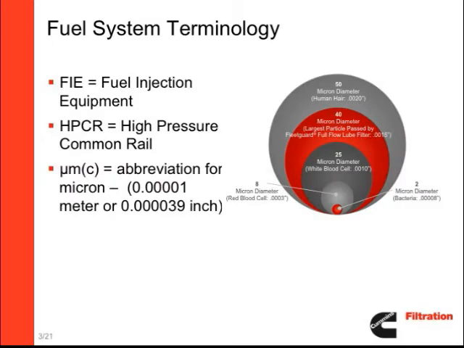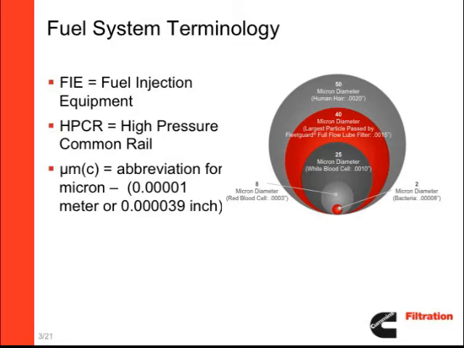We'll go into more detail on some of these terms later, but let's start with a basic understanding. When discussing fuel injection systems, FIE represents the fuel injection equipment. Cummins engines use HPCR, or high-pressure common rail systems, in their engines. 1 micron is 1/1,000,000th of a meter, or 394/100,000th of an inch.